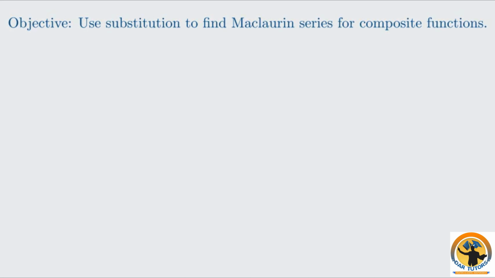The principle is simple. If we have the Maclaurin series for a function f of x, we can find the series for f of g of x by substituting the expression for g of x into the series for f of x. Let's see this in action.